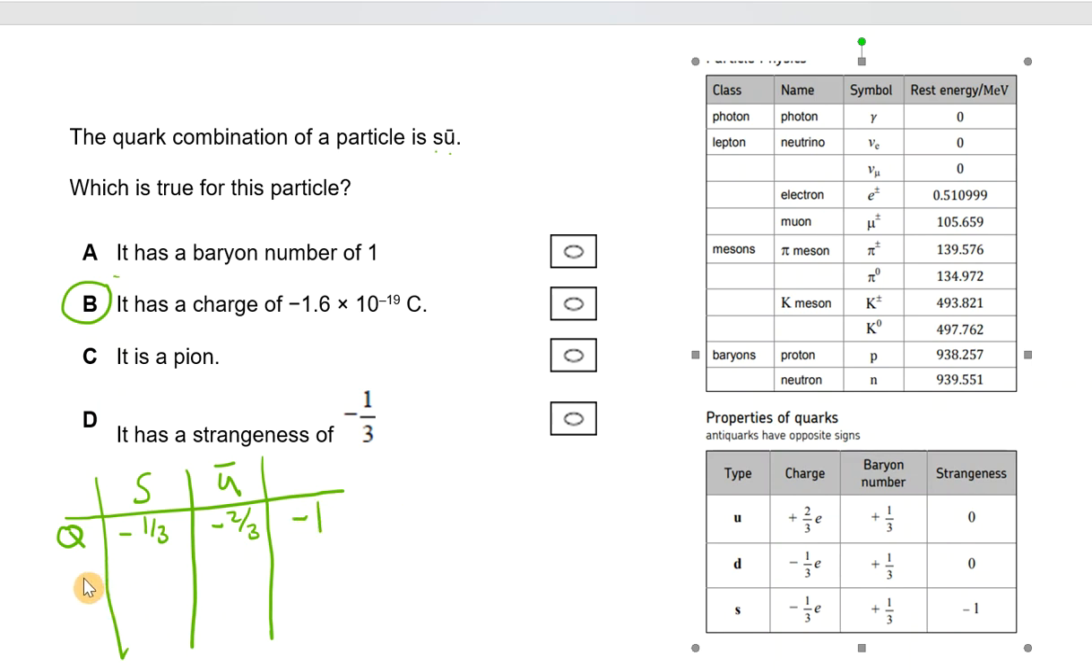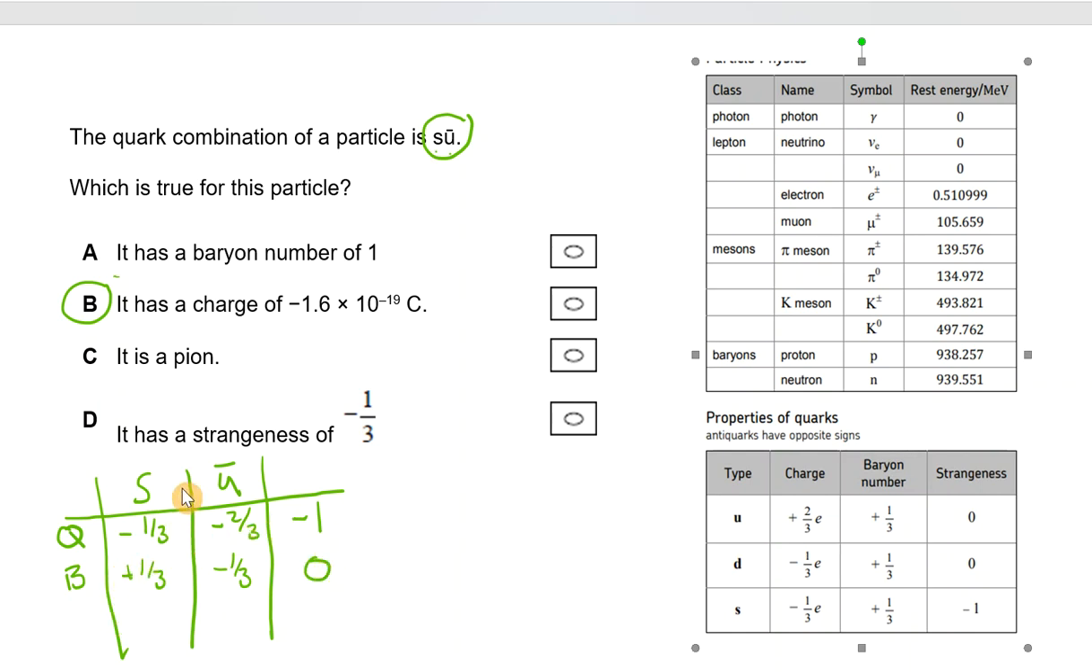What about baryon number? Well, you should know immediately that a baryon is made of 3 quarks, but if you didn't, you could still find the baryon number. So the baryon number for a strange quark is +1/3, and the baryon number for an up is +1/3, but remember we're talking about an anti-up, so that's going to be -1/3. So baryon number is 0.